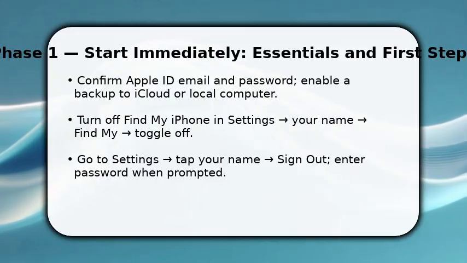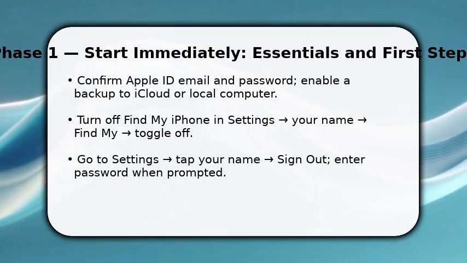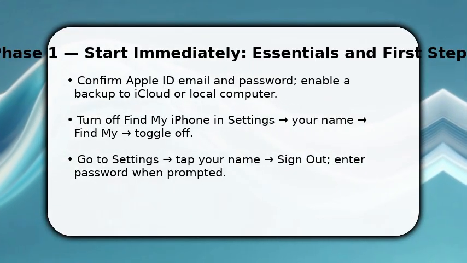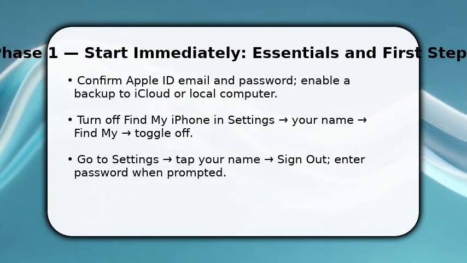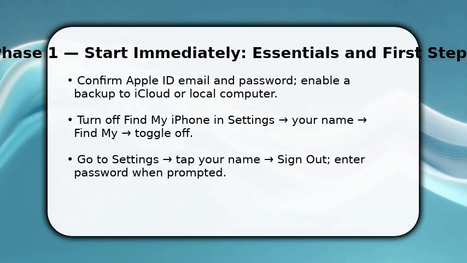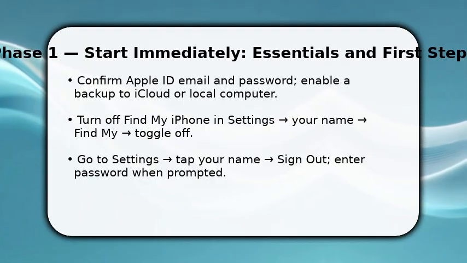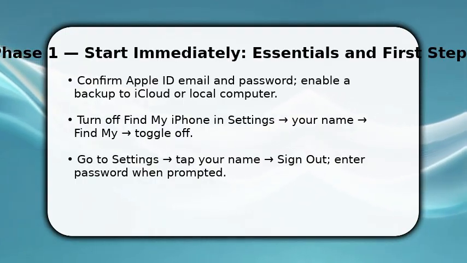You start by ensuring you have the Apple ID email and password because you will need them immediately. Once you have a backup saved, go straight into Settings and tap your name. Turn off Find My iPhone, this prevents activation lock, then choose Sign Out and enter the Apple ID password. Do this now so the device is disassociated from iCloud.